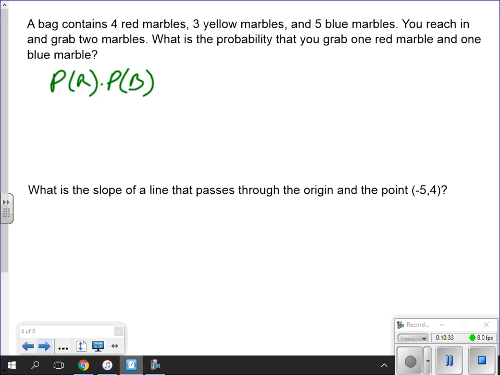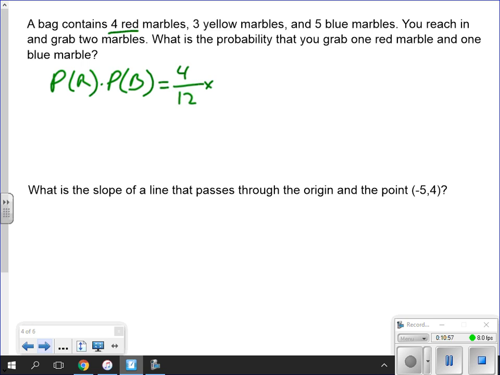So what I need to know is what's my probability of a red one? Well, how many red marbles are there? There are 4 red marbles. How many of them are in the bag? Well, 4 plus 3 plus 5 gives me 12. So probability of a red one is 4 out of 12. Times, and this is where it gets a little bit more difficult, probability of a blue one.